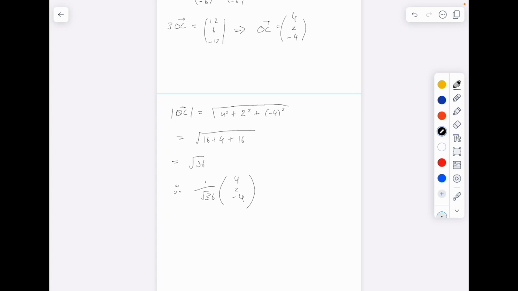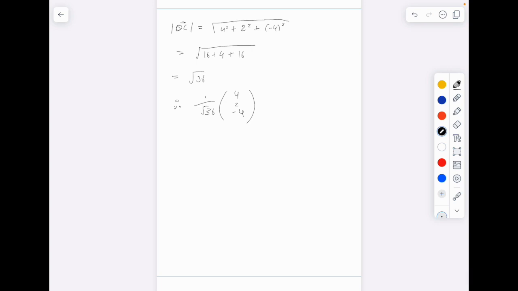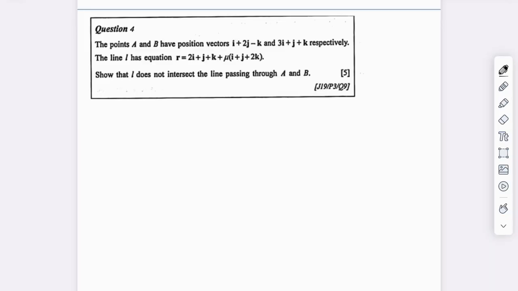Okay, and what we've got here is, we can basically say, okay, we take out a 2 here, we can get 2 over root 36. Okay, and we'd get 2, 1, negative 2. Alright guys, now for question 4, what do we have here?